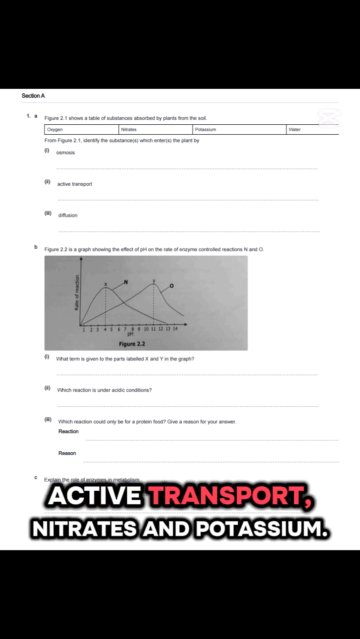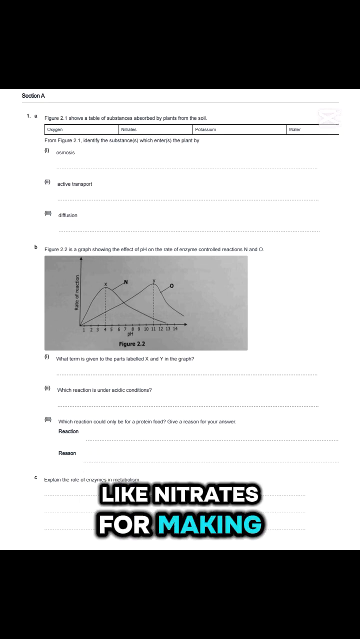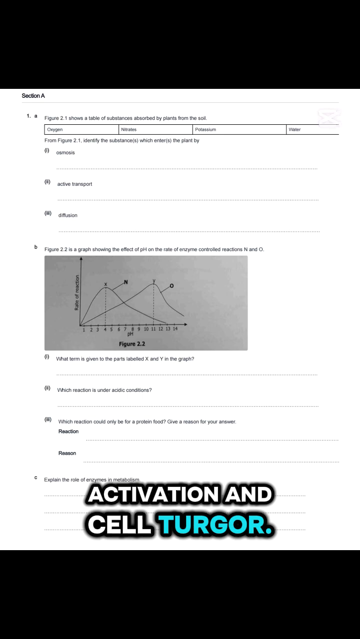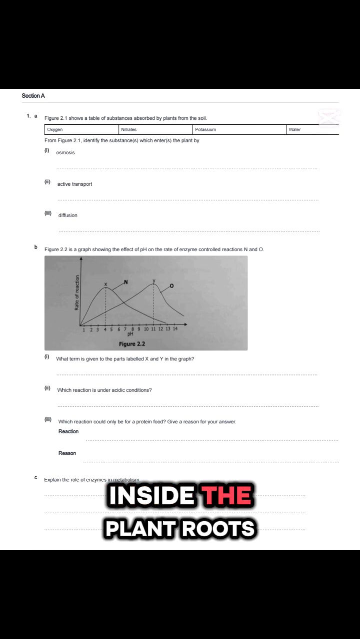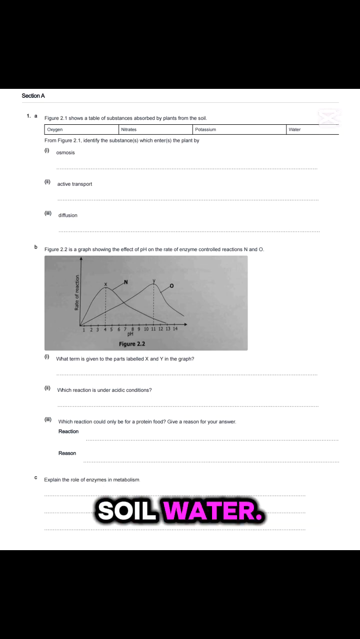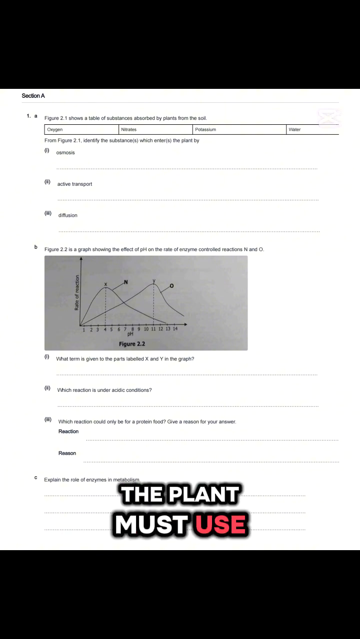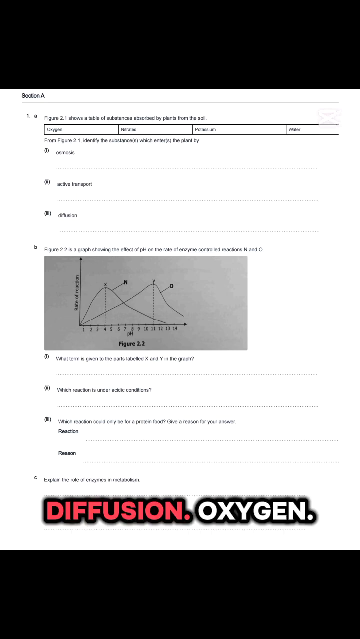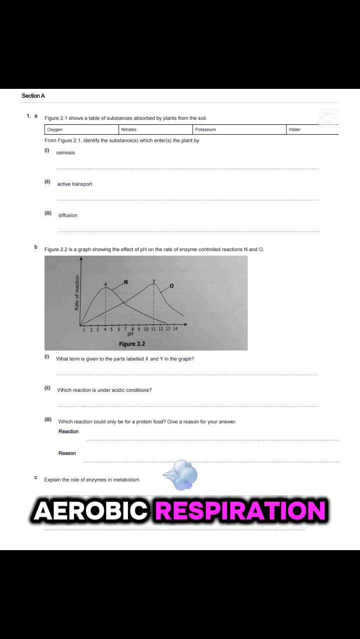Active transport, nitrates and potassium. Plants require mineral ions like nitrates for making amino acids or proteins, and potassium for enzyme activation and cell turgor. Often, the concentration of these ions is already higher inside the plant roots than in the surrounding soil water. To pull them in against this concentration gradient, the plant must use energy in the form of ATP to pump them across the membrane.